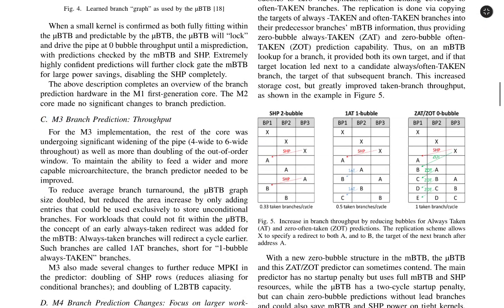C. M3 branch prediction throughput. For the M3 implementation, the core underwent a significant widening of the pipe, from 4-wide to 6-wide throughput, as well as more than a doubling of the out-of-order window. To maintain the ability to feed a wider and more capable microarchitecture, the branch predictor needed to be improved.